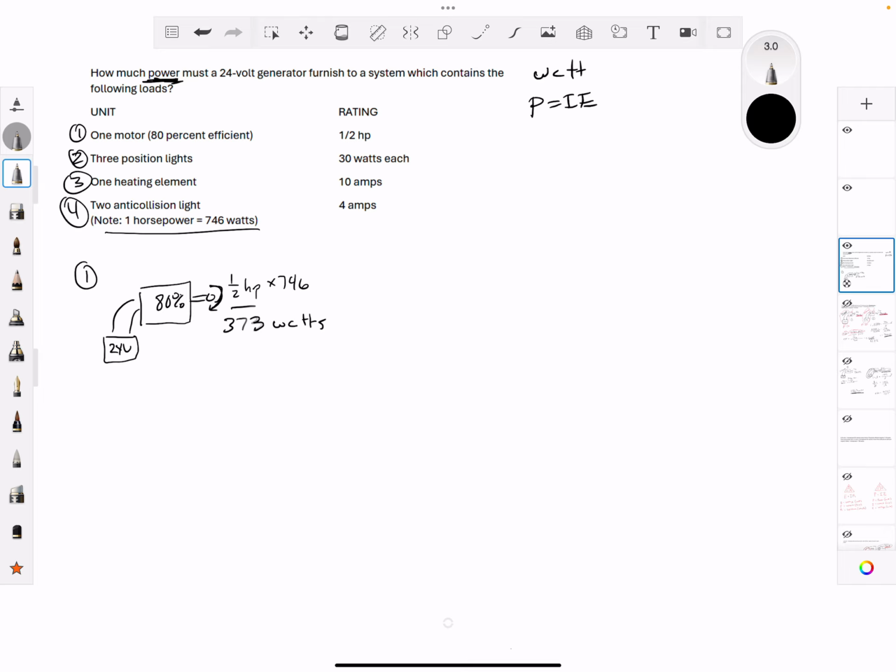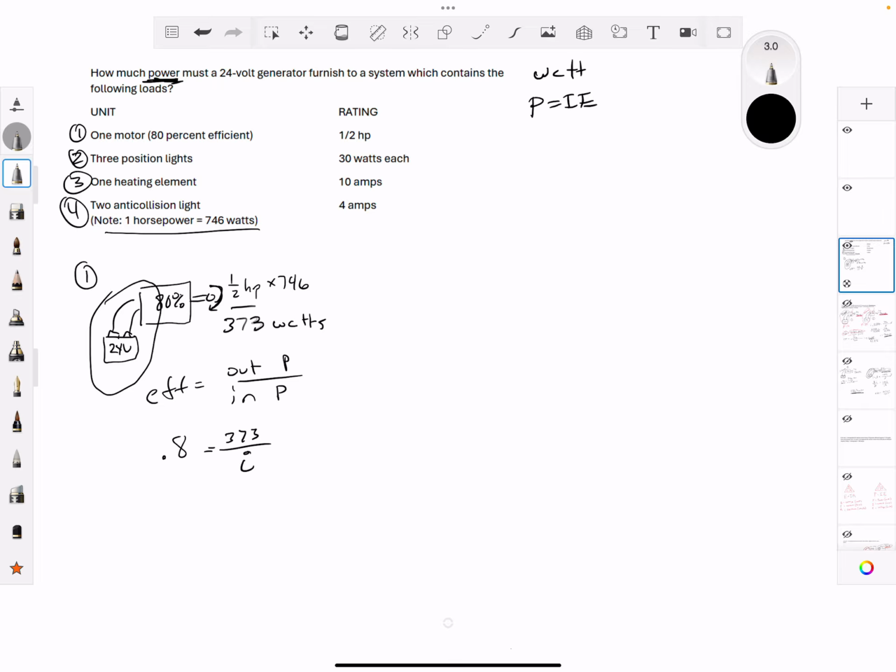All right, so with that information, what we're trying to find is the power that the battery is supplying to the motor. So we need to know our equation again. Efficiency is equal to output power over input power. So we know our output again is 373, divided by our input, equals our efficiency of 0.8.